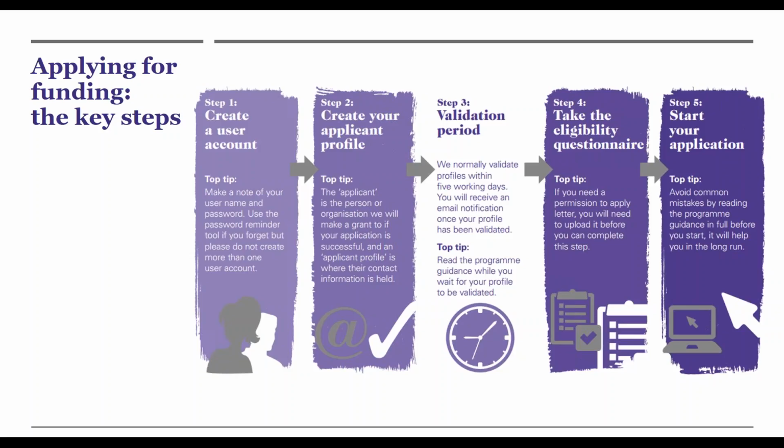Step 3, you'll see a validation period. It's worth pointing this out. It will take us up to 5 working days to validate that profile. So if you're thinking about making an application, do make sure that you factor that time into your planning. And of course, whilst you're waiting for those 5 days to go past, there is all the other stuff on the website in terms of advice and guidance you can be reading through. So there is an eligibility questionnaire that will just guide you through making sure that what you're wanting to apply for is eligible, and then finally, once you're through all that, you will be able to start your application.